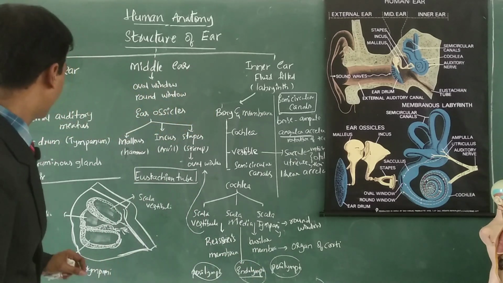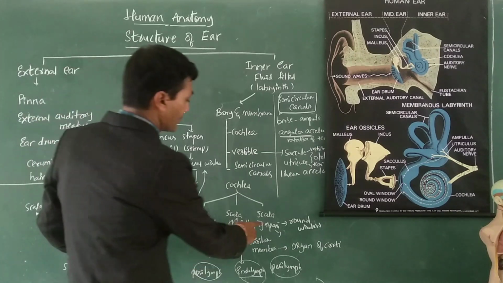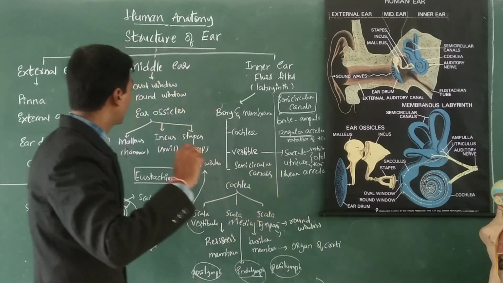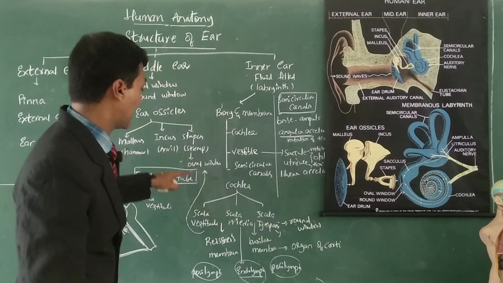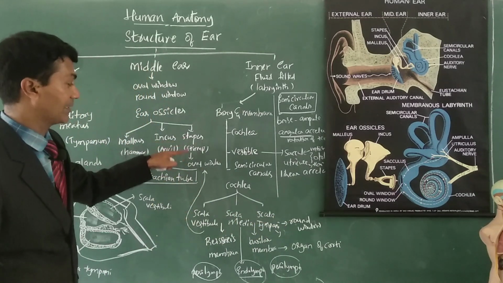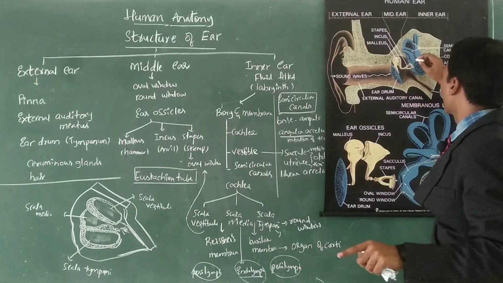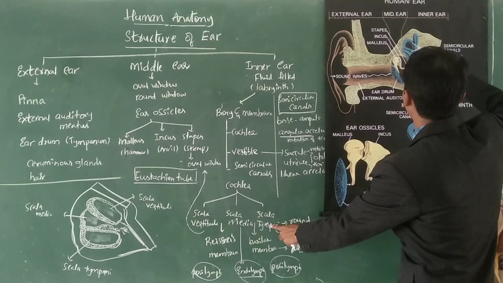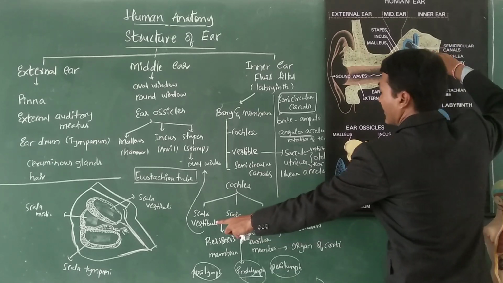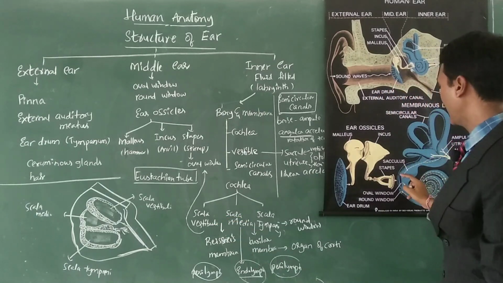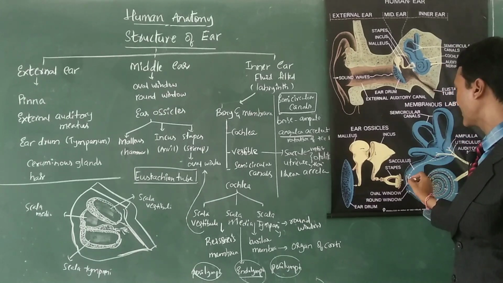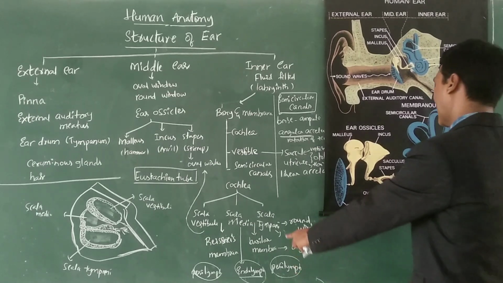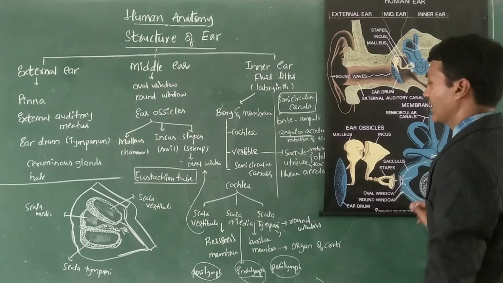And scala tympani is connected to middle ear with a round window, and scala vestibuli is connected to stapes with oval window. Here you can see this one, oval window, and this is the round window. Round window is a part of scala tympani, and oval window is a part of scala vestibuli, where stapes is connected. These all three coiled structures are known as cochlea.